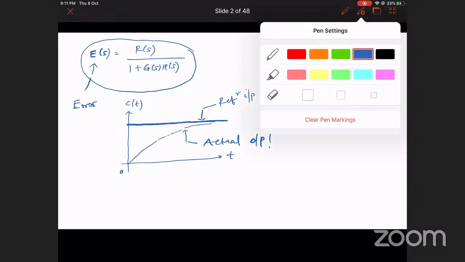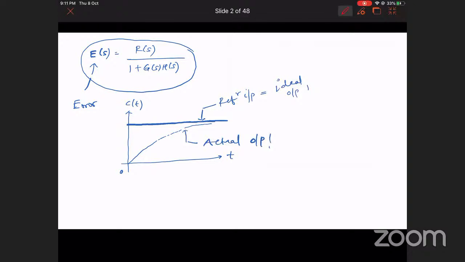Now, see, ideally it should be steady, but practically it rises like this, and slowly it tries to become the reference input. Yes or no? But at the end, you will find some difference. And obviously, when I say error, guys, it is nothing but the difference between ideal and actual. When I say error, it is always a difference between ideal and actual.